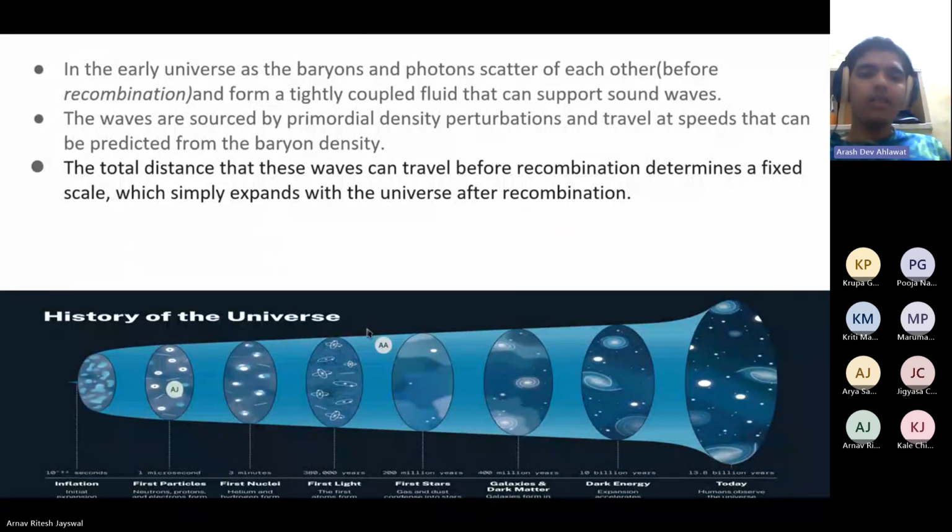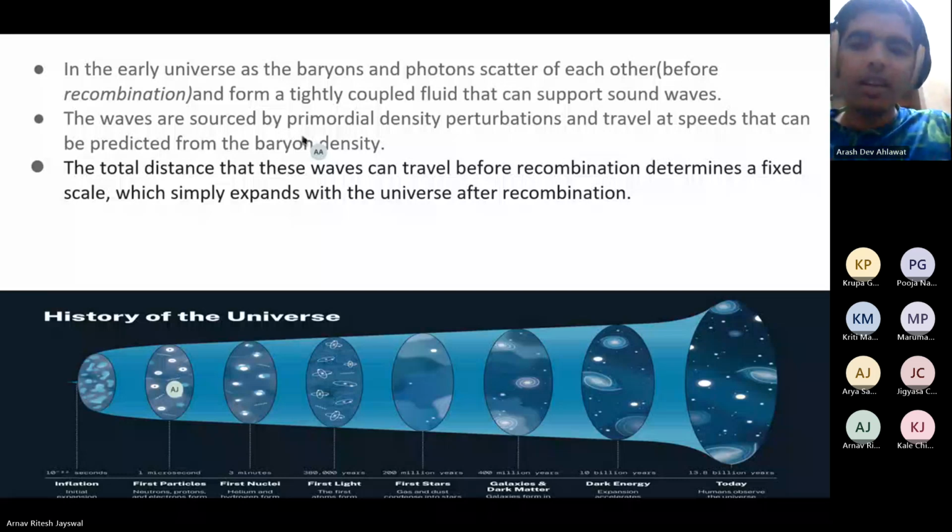Now, what happened? As I have written, the waves are sourced by primordial density perturbations, disturbances in the primordial matter, and the density waves are created. And they travel at speeds that can be predicted from the baryon density. Now, this is not really required. What's happened is the total distance these waves can travel before recombination determines it.